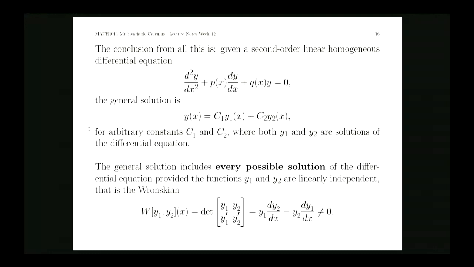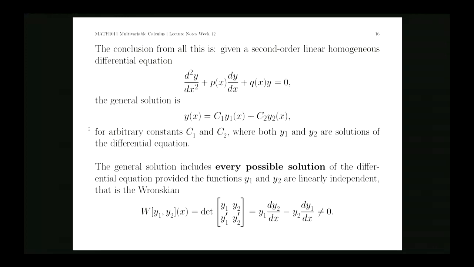What's the conclusion? Here's what we're doing. Given a second order linear homogeneous differential equation. We are only going to do the case where P and Q are constants, but this is true if P and Q are arbitrary functions of x. So a second order differential equation written in that form. The general solution is C1 times one solution plus C2 times another solution, right? And there are your two arbitrary constants.